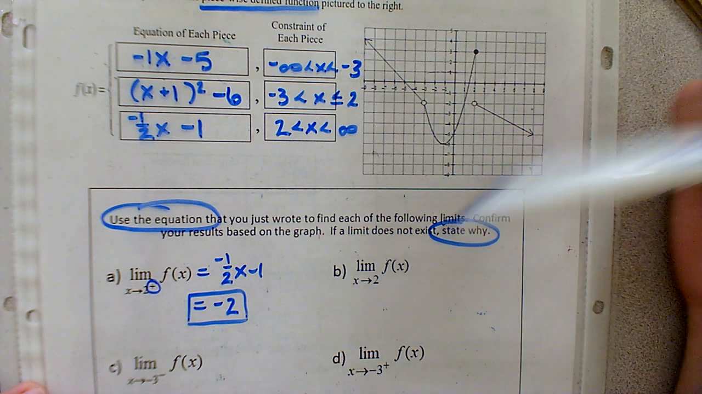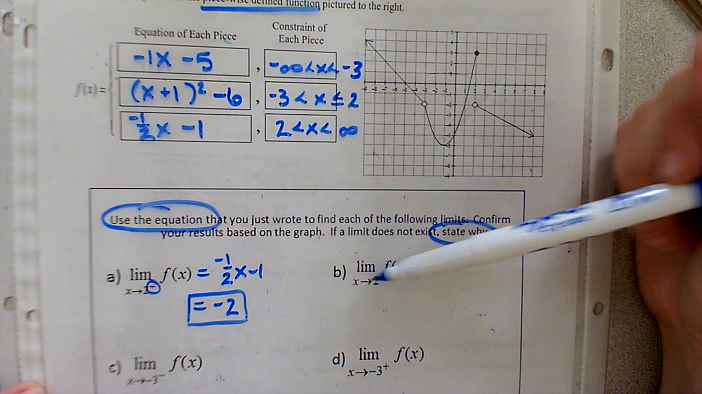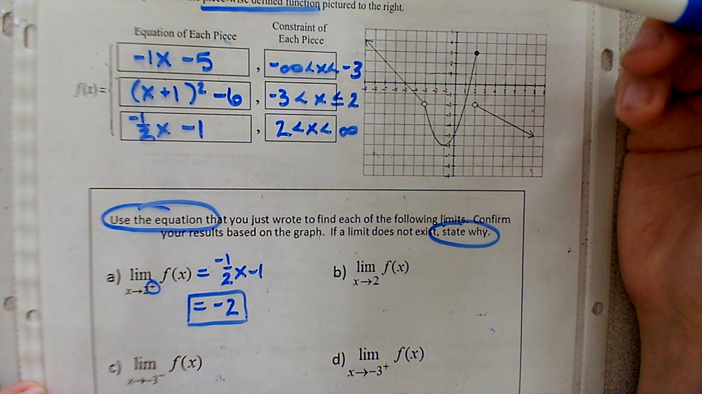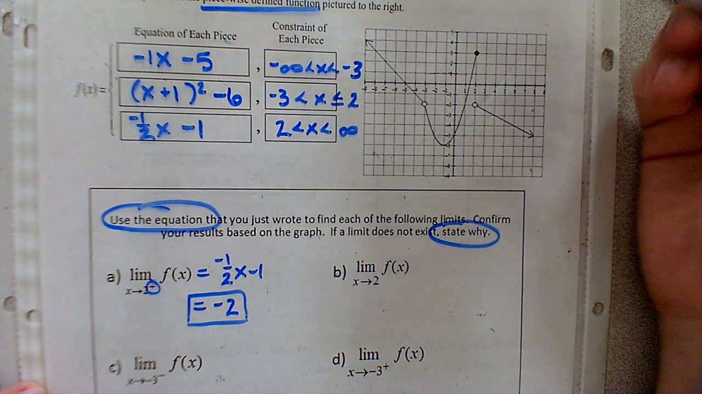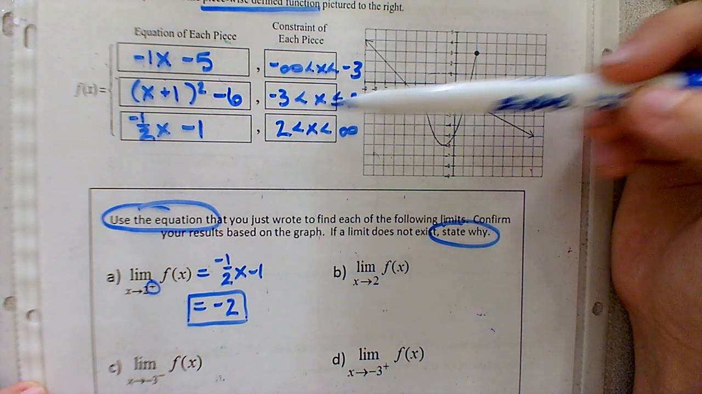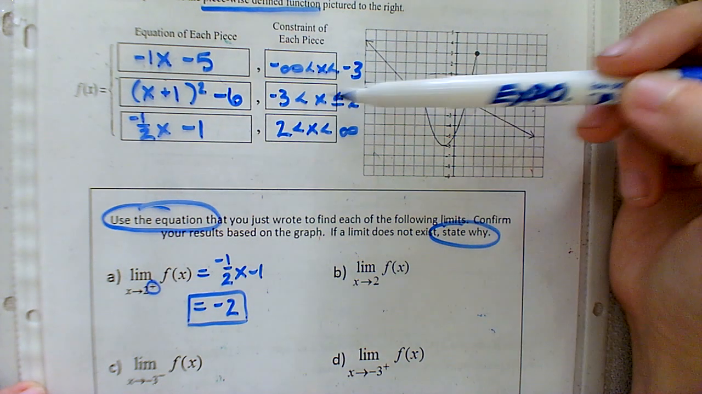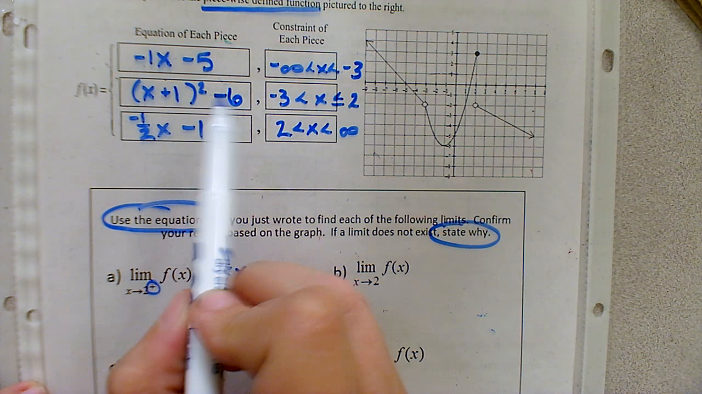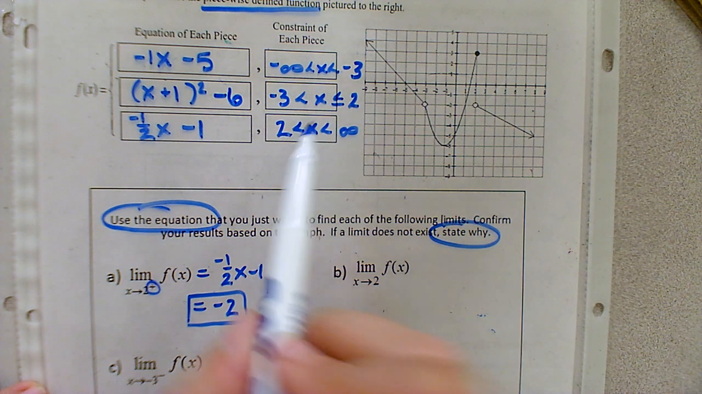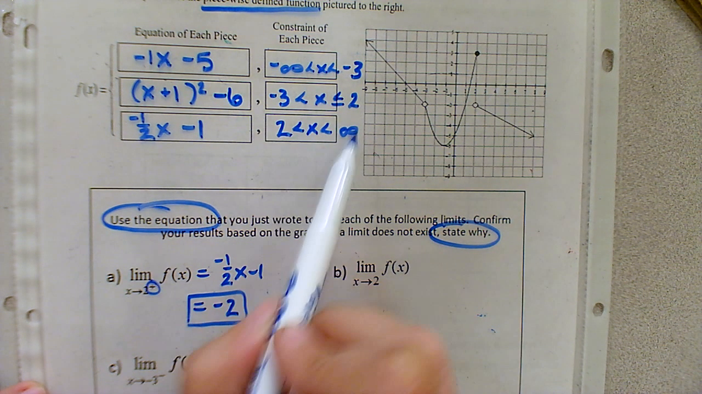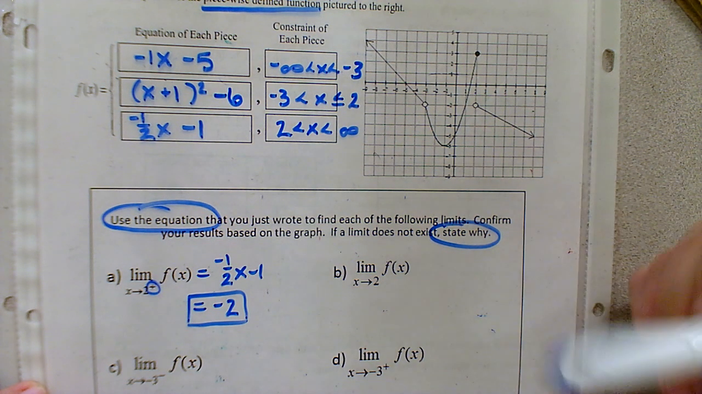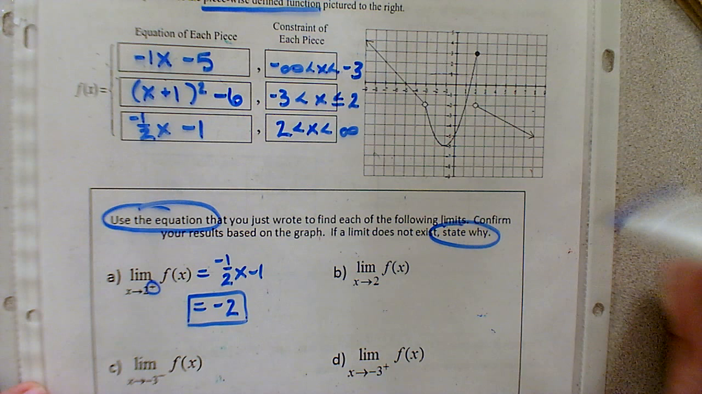Alright, let's check out b. Now b, we want to approach 2 from both sides. So we have to go ahead and see which equation or equations we would have to use. If you take a look at your constraints, notice how 2 is used in 2 of the constraints. This parabola equation has numbers less than 2, meaning from the left, and this one has numbers bigger than 2, meaning from the right. Since this is an overall limit, we have to check both sides to make sure they actually match.